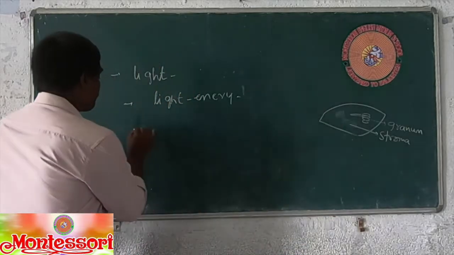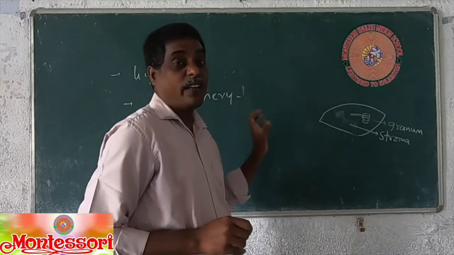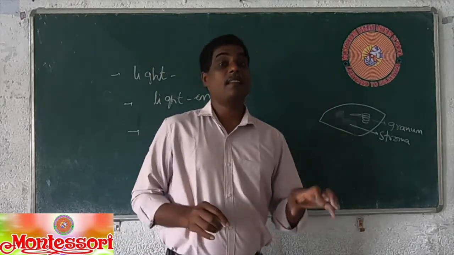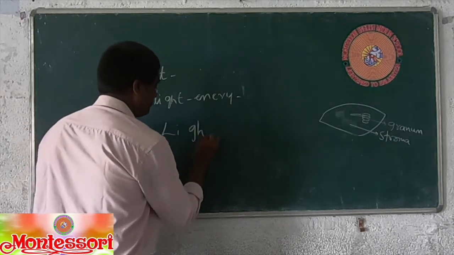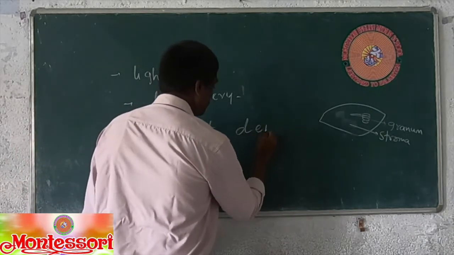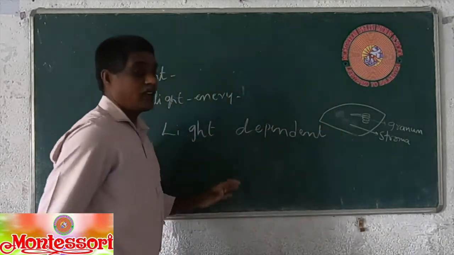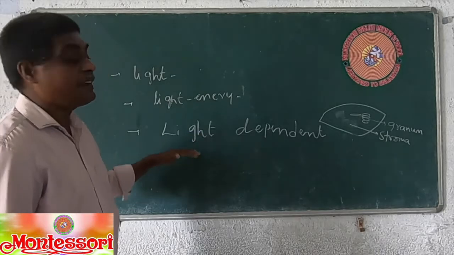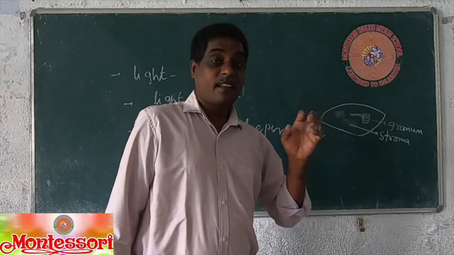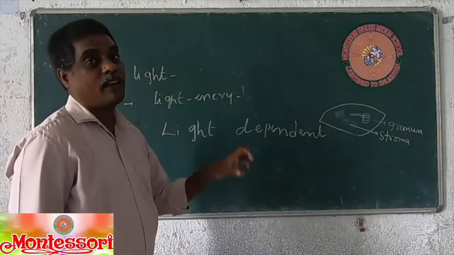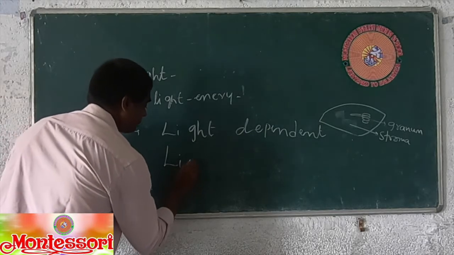Here there are two kinds of events. The first one is the events which require light, called light dependent reactions, whereas the reactions which do not require light are called light independent reactions.